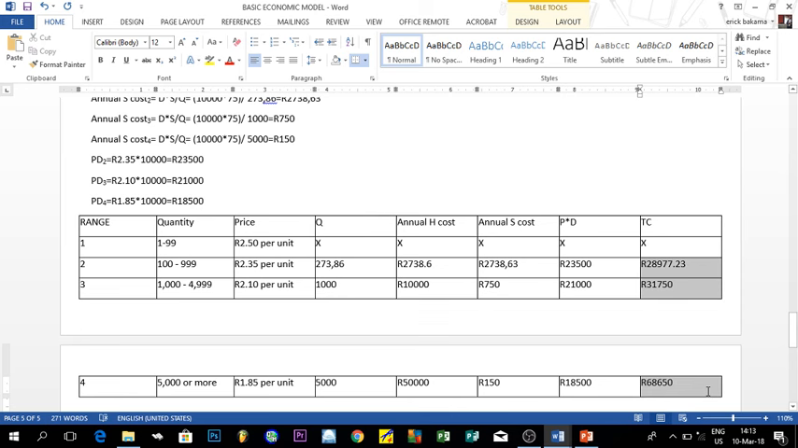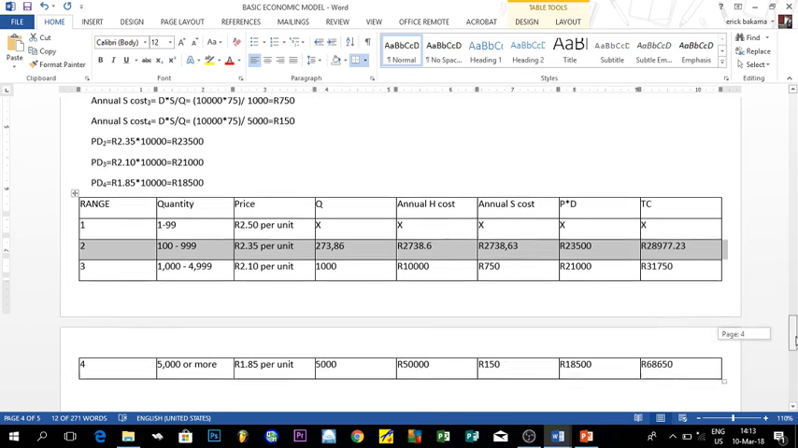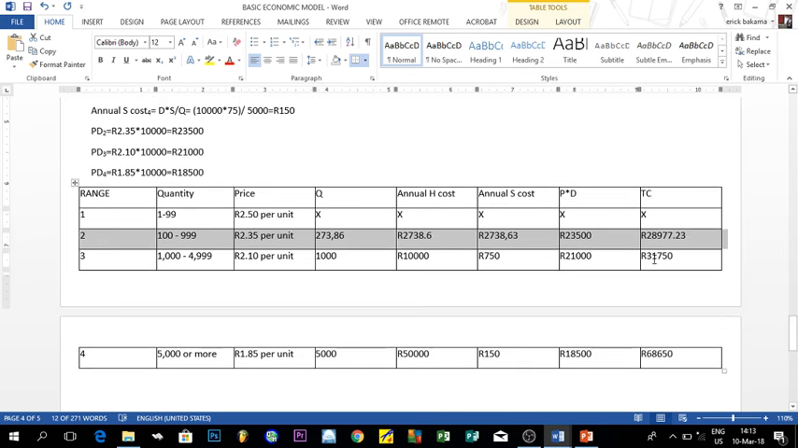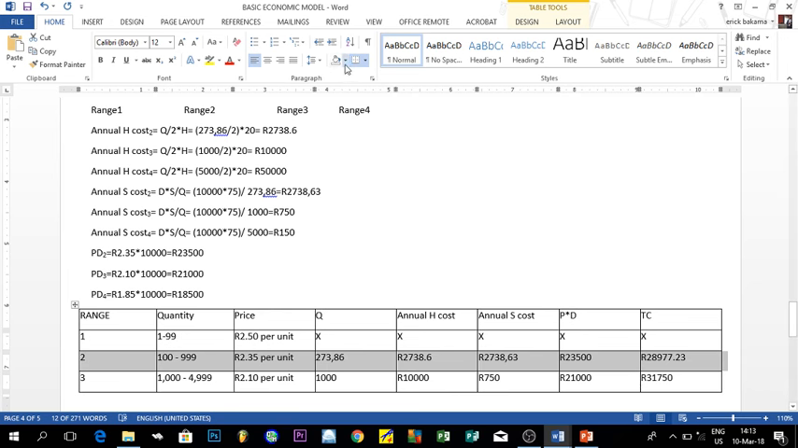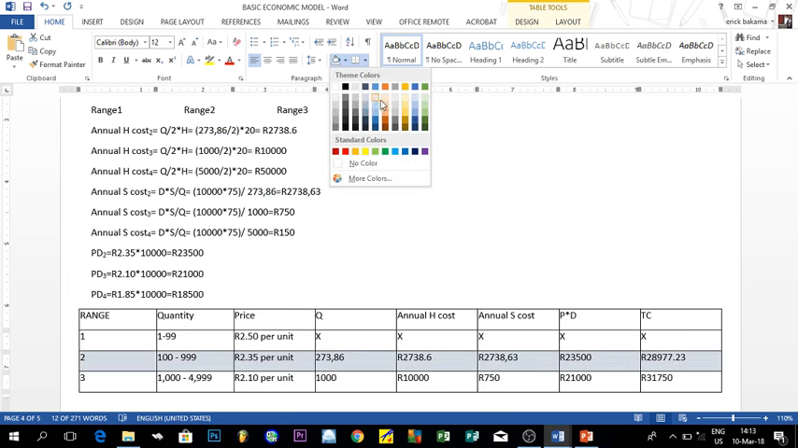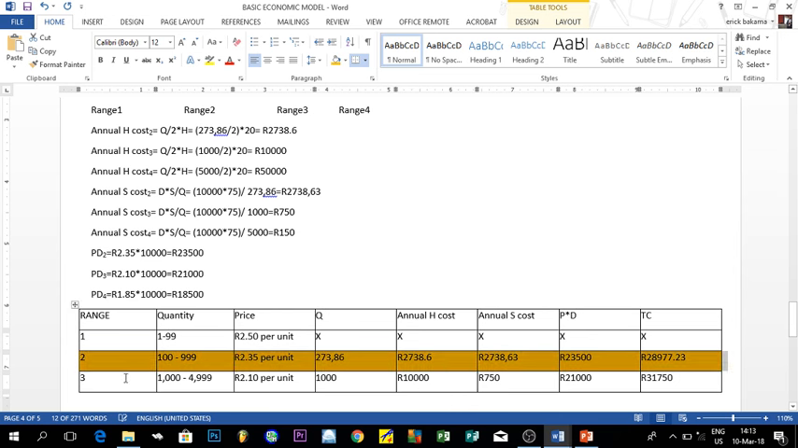Now, based on the values that we have here, we're going to choose the range with the lowest total cost. So the range of the lowest total cost is this one here, which is range 2. You realize that we have 28,000 here, which is lower than 31,000, which is also lower than 68,000. So that means range 2 is going to be the best range that the company is going to choose. Why? Because it has the lowest cost.